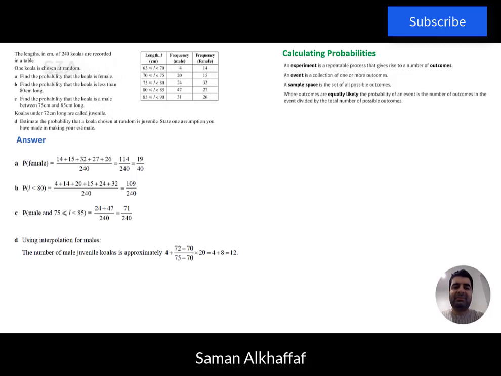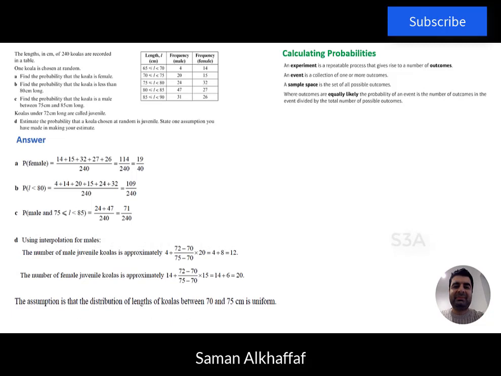Similarly, we look at the female juvenile koalas approximately. So we're looking at 14 plus the same range, which is 72 take away 70, divided by 75 take away 70, multiplied by 15 in terms of frequency for the female. That would give us 14 plus 6, which will equal 20 female juvenile koalas. Now the assumption is that the distribution of length of koalas between 70 and 75 centimeters is uniform, and this is the assumption that we made in this question.